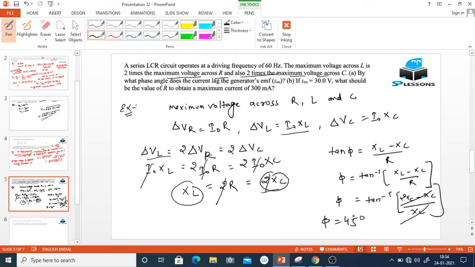Very easy question. Now we can find the value of R. We know that in the resonance condition, I naught equals E naught divided by Z, and in the resonance condition Z equals R, so we can write E naught divided by R. E naught in the given question is 30.